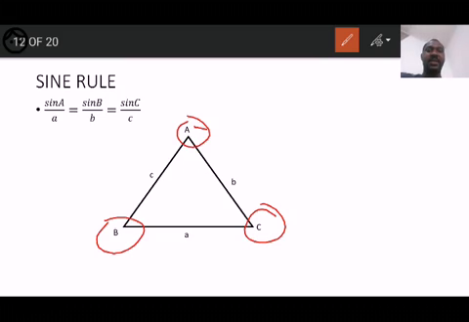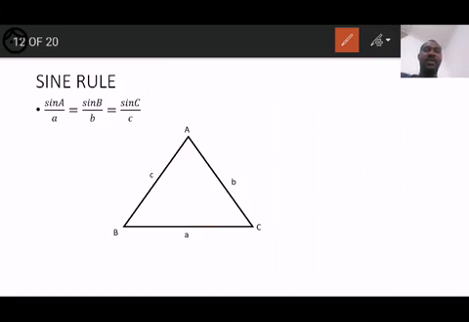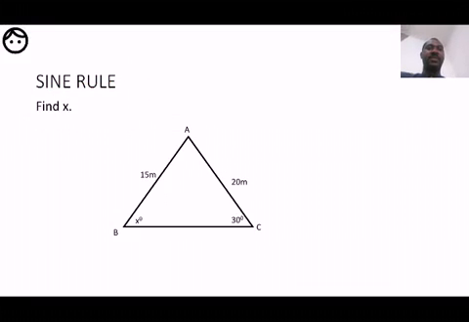Then the sides: look at side A facing angle A, side B facing angle B, and side C facing angle C. So they all face each other. And if you look at that, you can now do the sine rule, which is that sine A over A is equal to sine B over B, which is equal to sine C over C. So let's go straight into solving questions here.